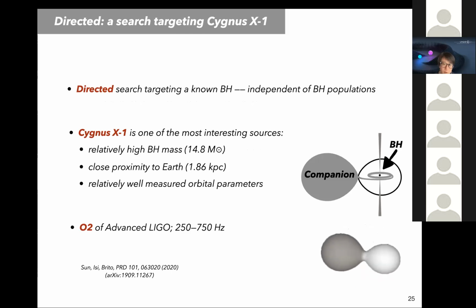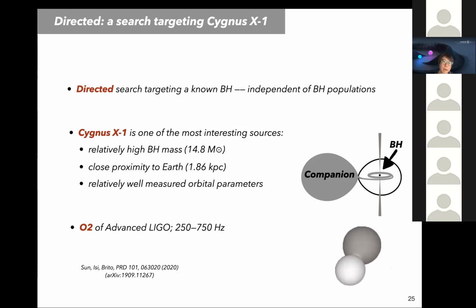So we do not rely on any black hole population assumption or on some unknown properties of these black holes, because we know what we are looking for. We know the mass and a lot of information. There are quite many nearby X-ray black holes, but we selected Cygnus X-1 for a few reasons. It is actually considered one of the most interesting sources for studying superradiance.